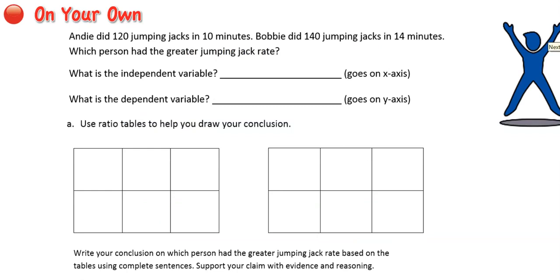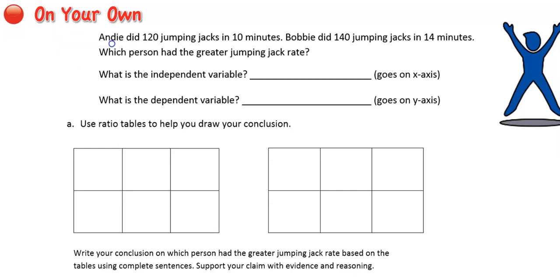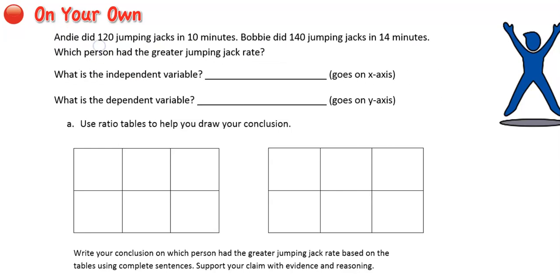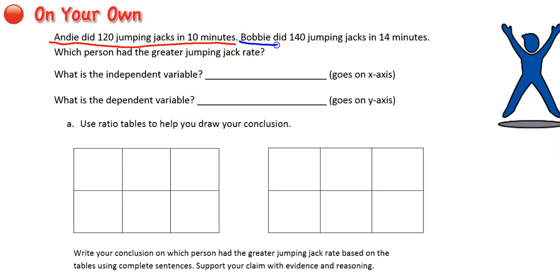Okay, so now this is the first OYO. I'm going to set it up and then I want you to pause it and try this on your own. There's this person named Andy, and Andy did 120 jumping jacks in 10 minutes. And then there is another person named Bobby, and Bobby did 140 jumping jacks in 10 minutes. And the question is, which person had the greater jumping jack rate?